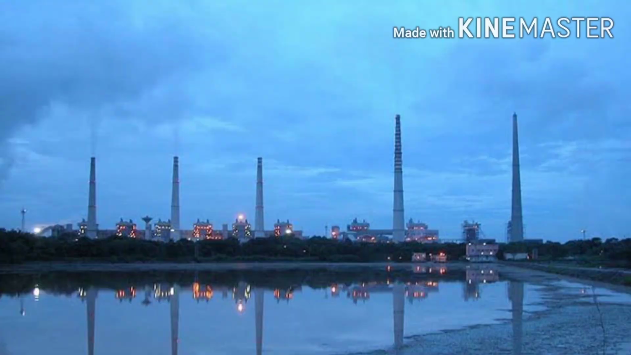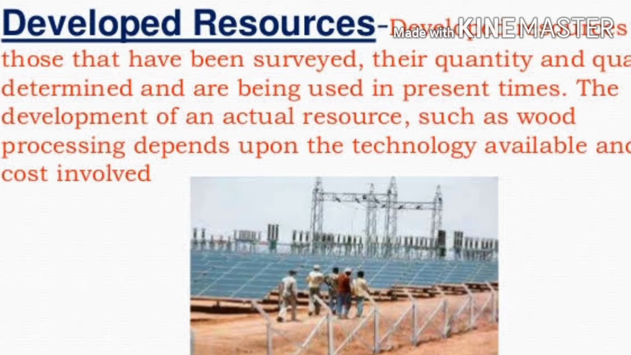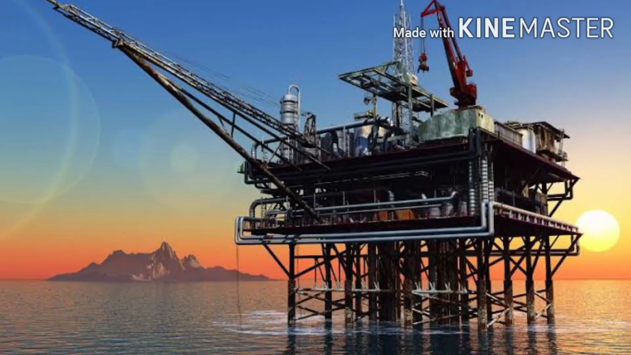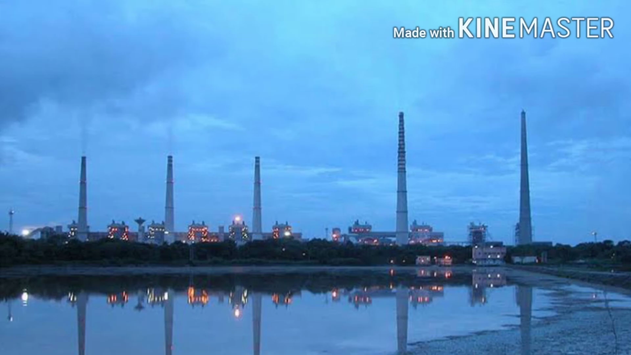Coming to the next, the developed resources. These are the resources which have been surveyed, and their quality and quantity have been determined for utilization. For example, coal, petroleum, iron; the quality and quantity of these resources have been determined in a country, or we can say in the world. So that is part of the developed resources.